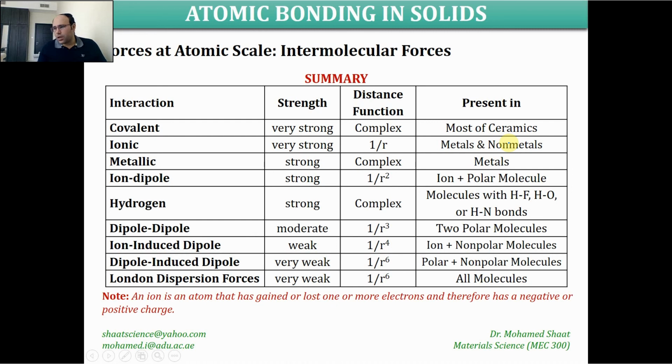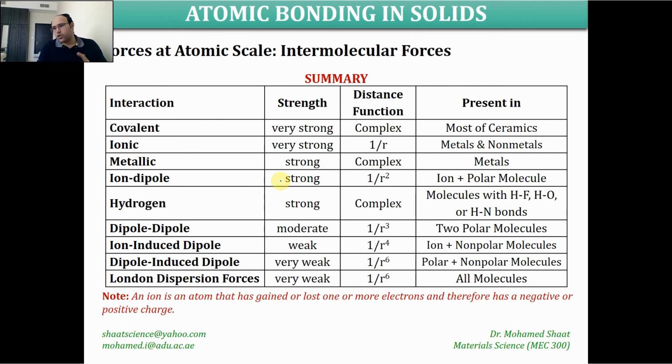We said that ceramics are mainly made of non-metals, or metals and non-metals. So this covalent bond is generated between 2 non-metals by sharing electrons. Since the atoms are going to share electrons, this will generate a very strong bond that will be difficult to break unless you apply a very high energy to break this type of bond.